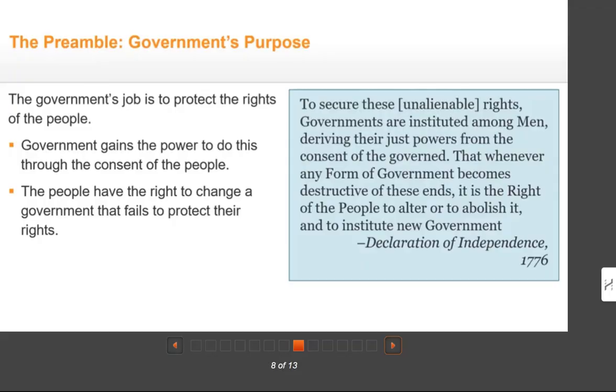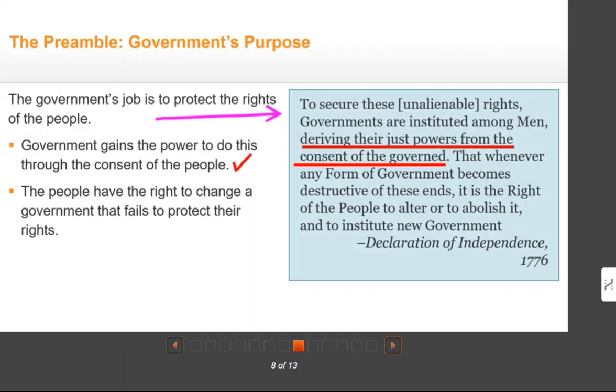The authors of the Declaration subscribed to John Locke's idea that governments are created to protect rights. Here, the document says, "To secure these unalienable rights, governments are instituted among men." It is important to note that the use of the term men during this time is referring to humanity. The Declaration then says these governments derive their just powers from the consent of the governed. Governments enter a social contract with the people who are being governed. Those people give their consent or approval to be governed.